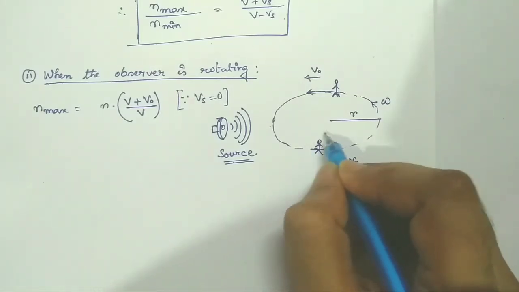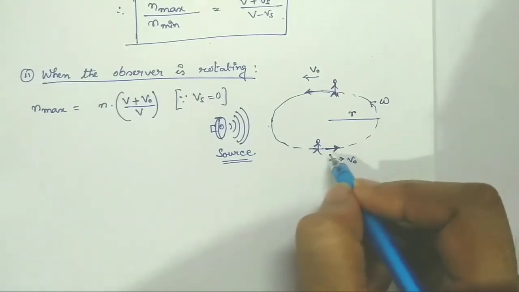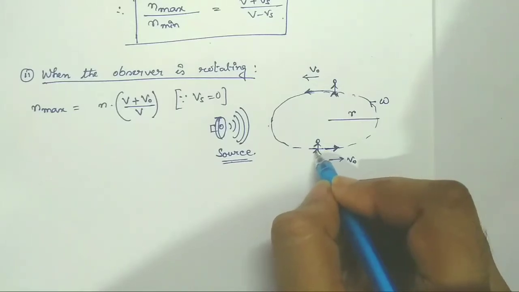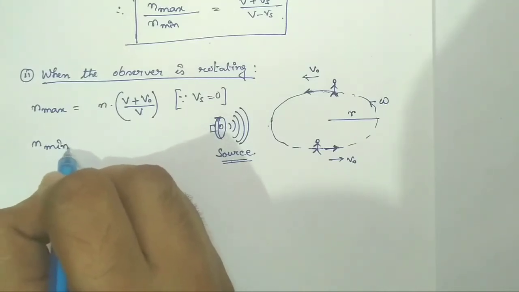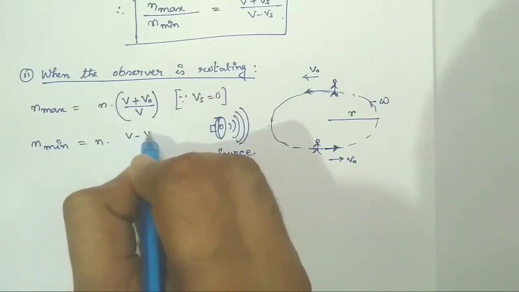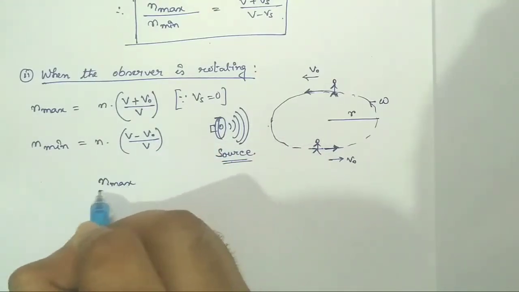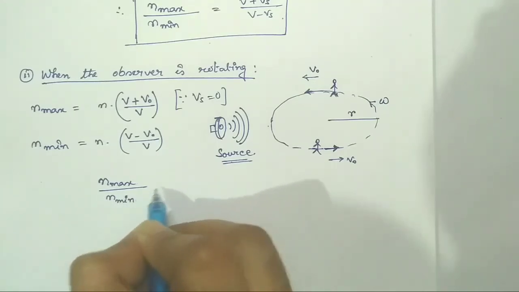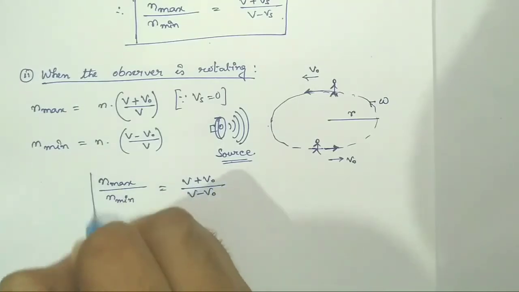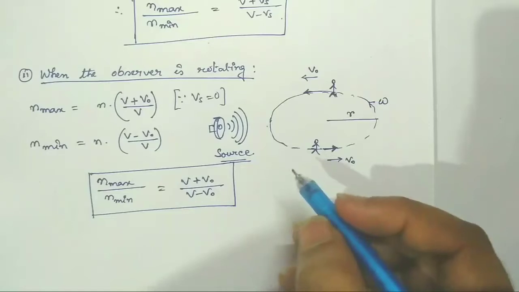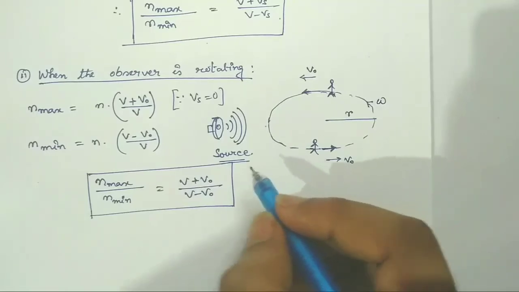And when the observer is moving away from the source, the apparent frequency heard by the observer will be minimum, and the minimum frequency will be given by n minimum is n into V minus V0 by V. Now take the ratio, n max by n minimum is equal to V plus V0 divided by V minus V0. These are my formulae. Please note down these formulae. This will help you to solve various mathematical problems.